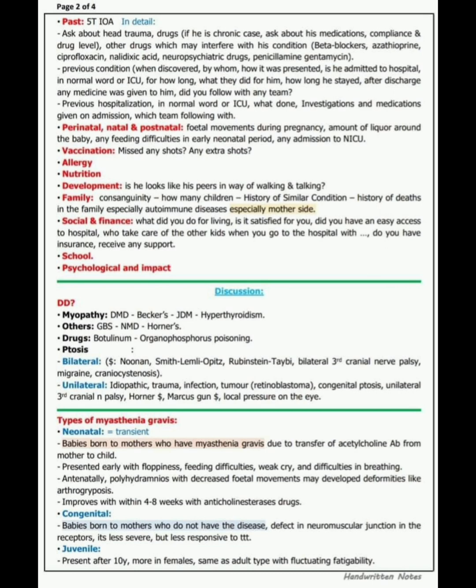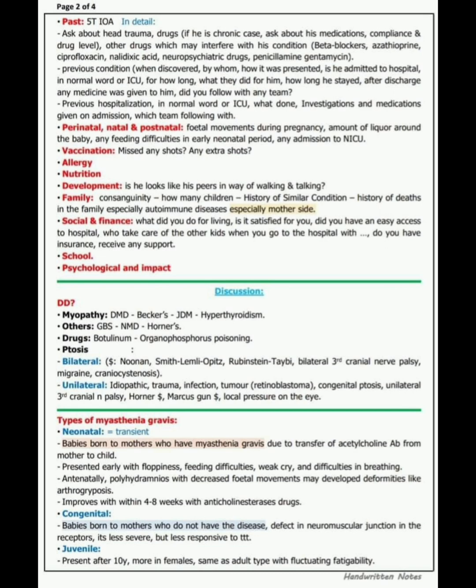Then perinatal, natal, and postnatal history: fetal movements during pregnancy, amount of liquor around the baby, any feeding difficulties in the early neonatal period, any admission to NICU. Then vaccination: missed any shots, any extra shots. Allergy history, nutrition history, and development history, that is, whether he looks like his peers in walking and talking. Then family history: consanguinity, how many children, history of similar conditions, history of deaths in the family, especially autoimmune disease, especially on the mother's side. If other autoimmune disease is present in the family, we note that.